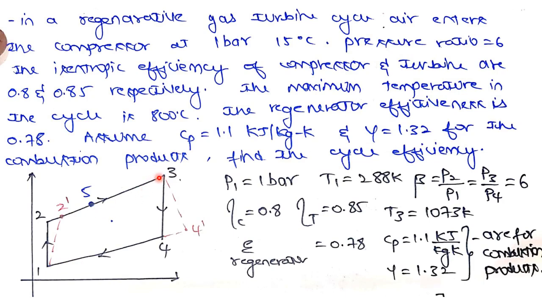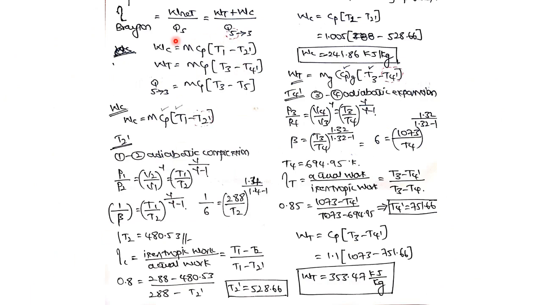But in the regenerative gas turbine cycle, what happens? The heat gets supplied from 5 to 3. From 2 dash to 5, it is because of the regeneration process, which we will not take into account because it is not fresh heat added. It is regenerated heat, already there in the cycle. It has been reutilized from 2 dash to 5. So it is not the heat supplied, but the actual heat supplied in the combustion process is from state 5 to state 3. That means the heat supplied would be Q 5 to 3. So QS would be Q 5 to 3.